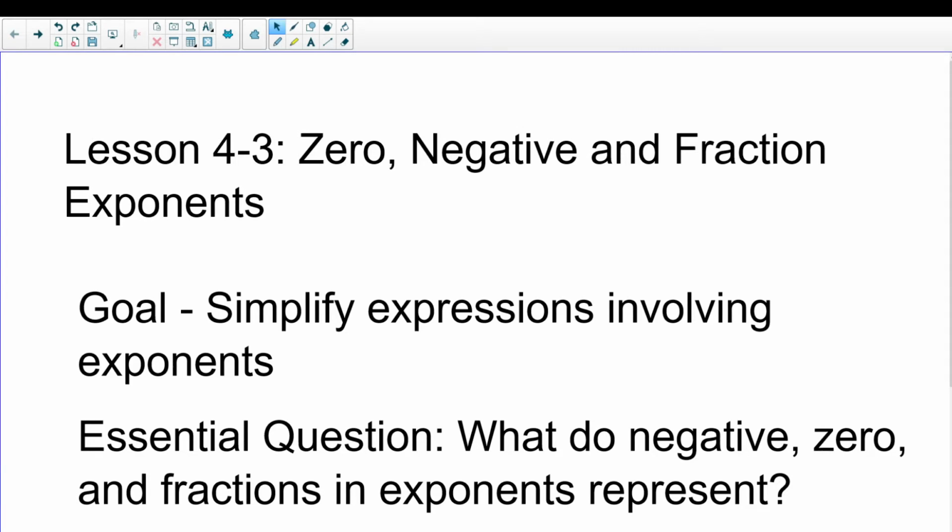Hi everyone. Today we're talking about lesson 4-3 in Algebra 1. Today we're going to be talking about zero exponents, negative exponents, and fractional exponents.